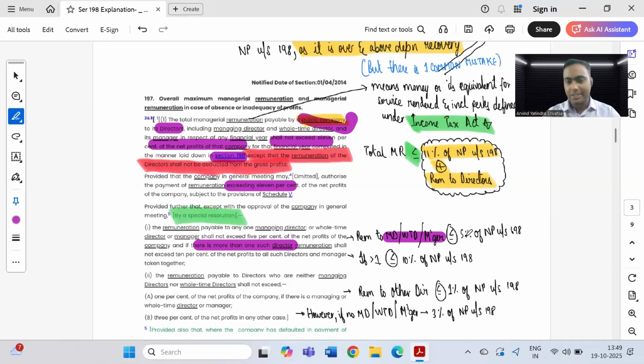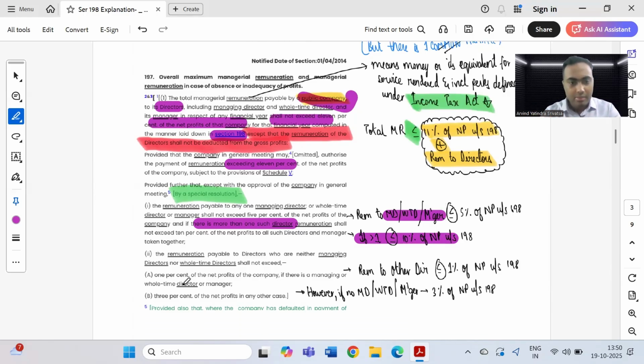However, let's say there is a scenario where I have an MD and a WTD in my company. Or let's say there is a scenario where I have a whole-time director and a manager in my company. Then the maximum I can pay to these two people put together cannot exceed 10%. So when there is more than one person, I have to look at the threshold of 10%. When there is only one out of these three, I have to look at the threshold of only 5%. I hope that is very clear, guys.